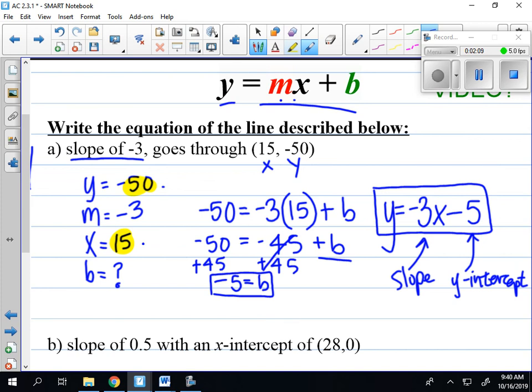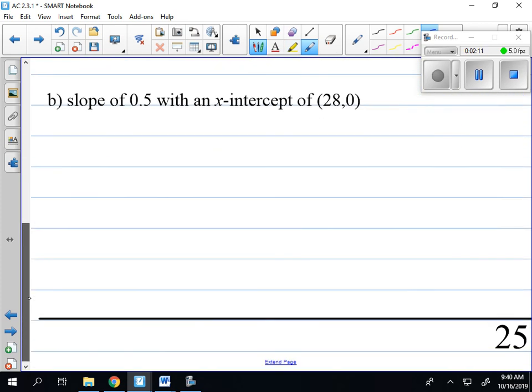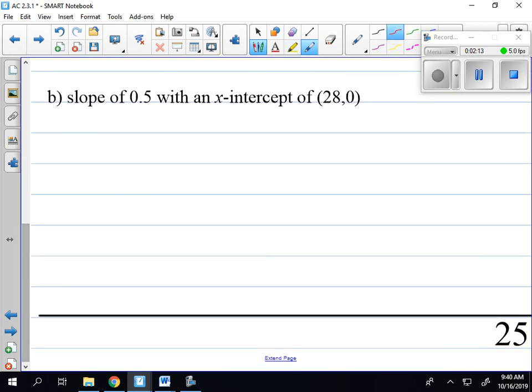Okay, and if we try a slightly harder one, only because it has a decimal in it, right? So y, m, x, and b. Those are the four values I need for any linear equation. So in this case, they give me the point 28, 0. So I know my y value is 0, my x is 28. They told me my slope was 0.5, and my y-intercept I still don't know, so I'm going to put a question mark.